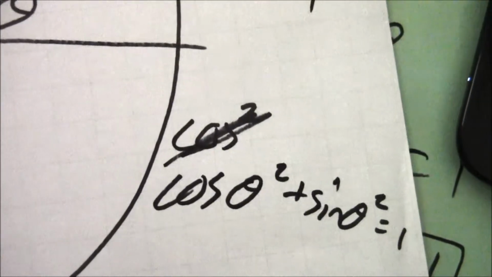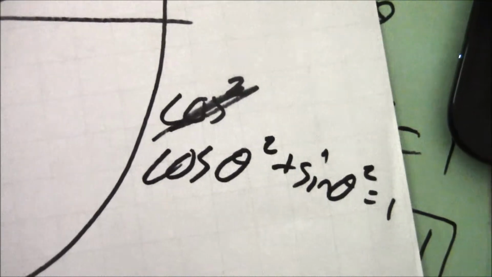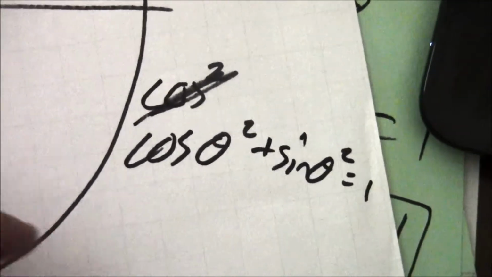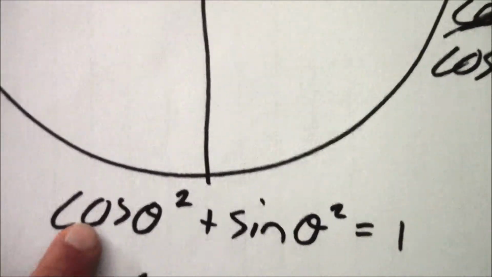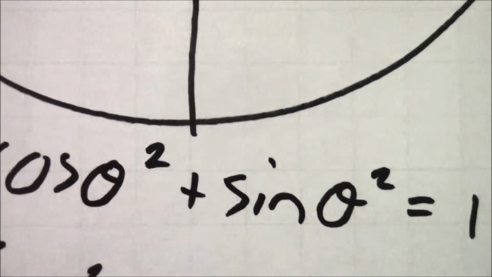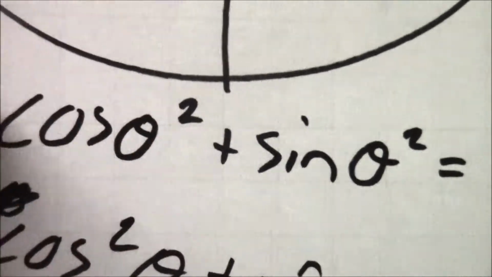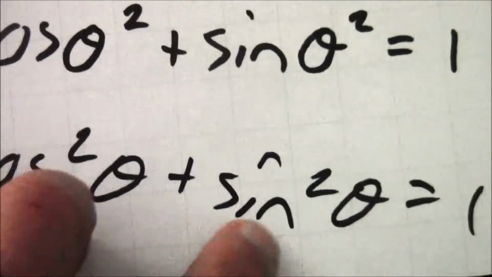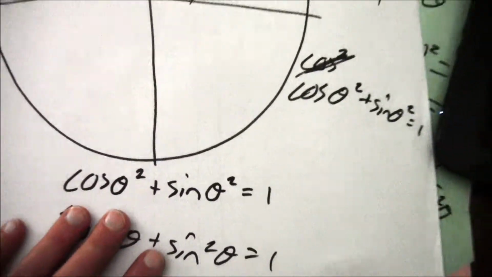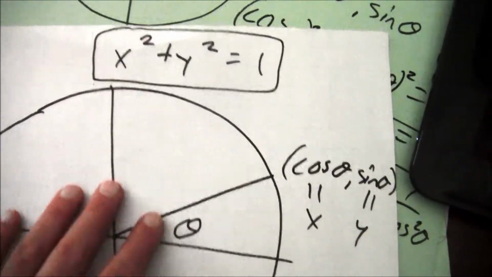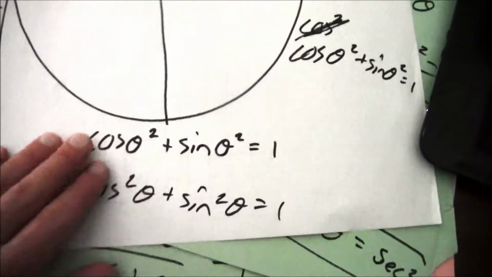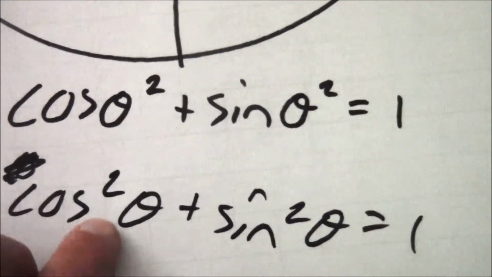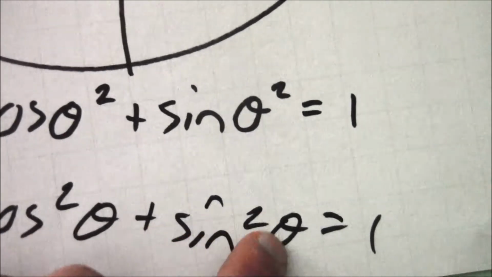So when you plug those values in, you end up with cosine theta squared plus sine theta squared equal to 1. They'll be in parentheses, but that's the general idea. So it ends up being cosine squared theta plus sine squared theta equal to 1, because you remember your original equation of a unit circle is x squared plus y squared equals 1. You just plug them in, cosine, sine, and you end up with your first trigonometric identity: cosine squared theta plus sine squared theta equals 1.